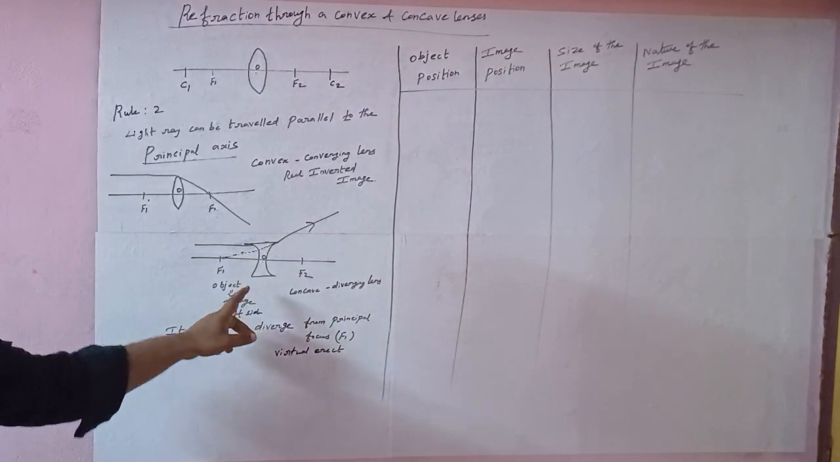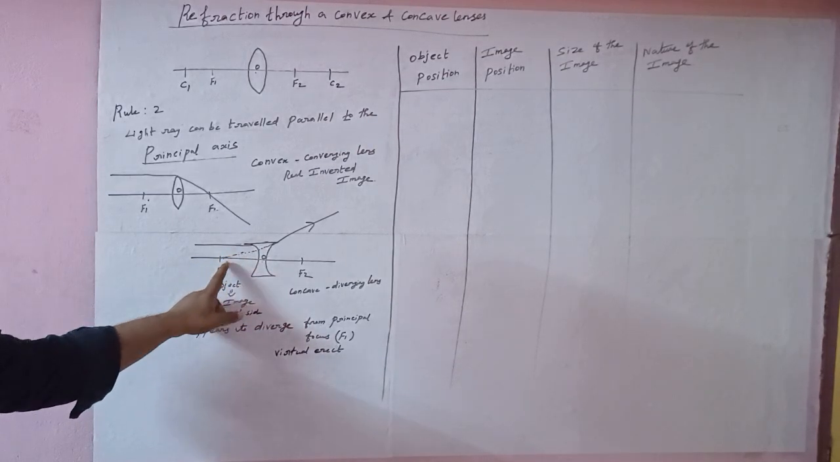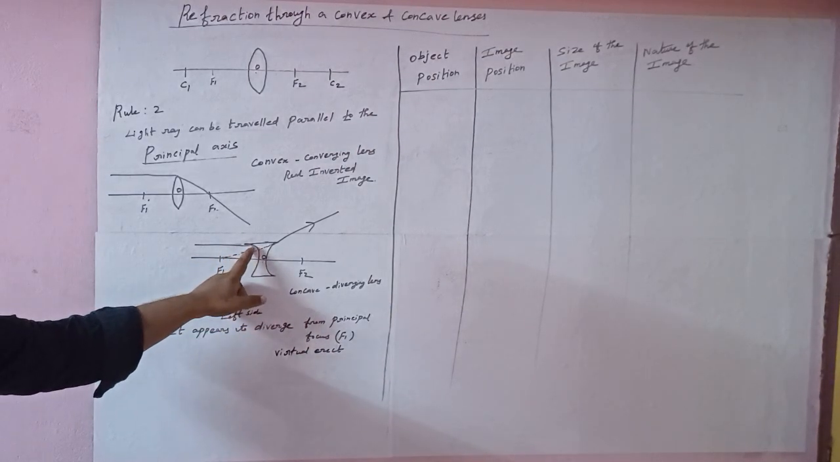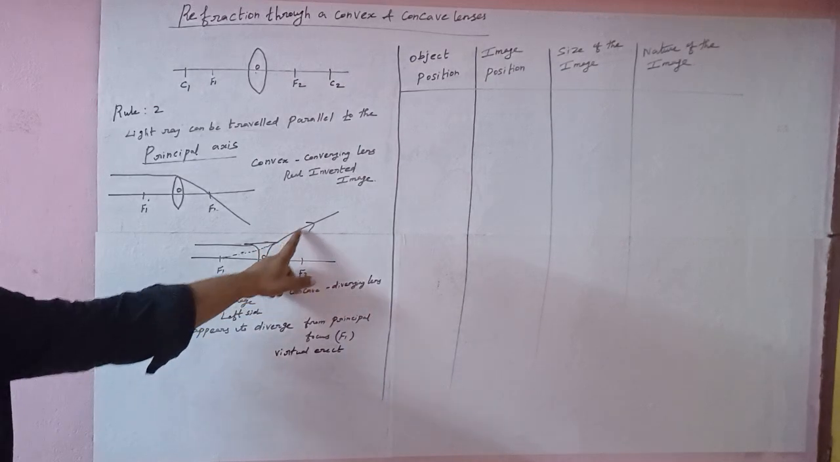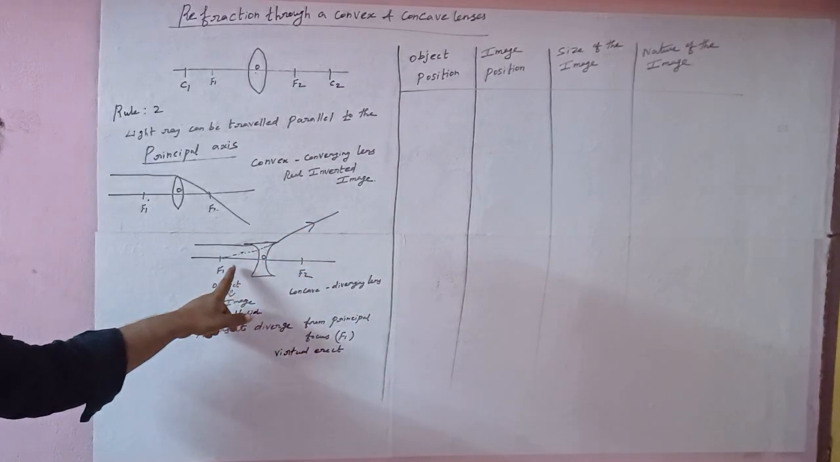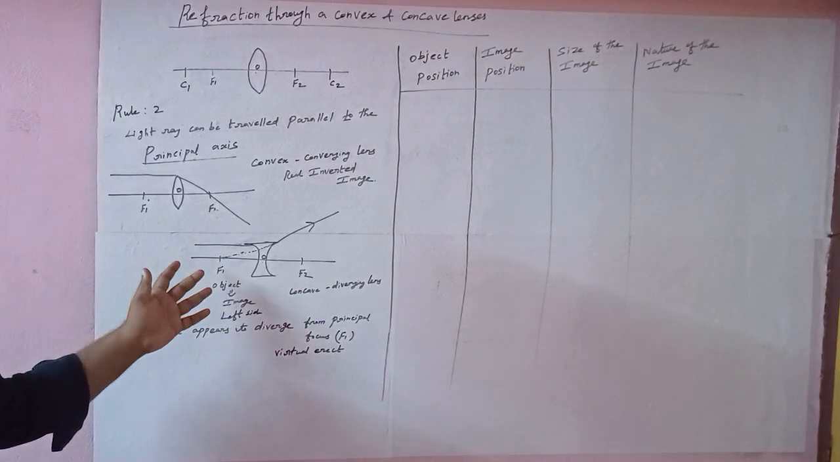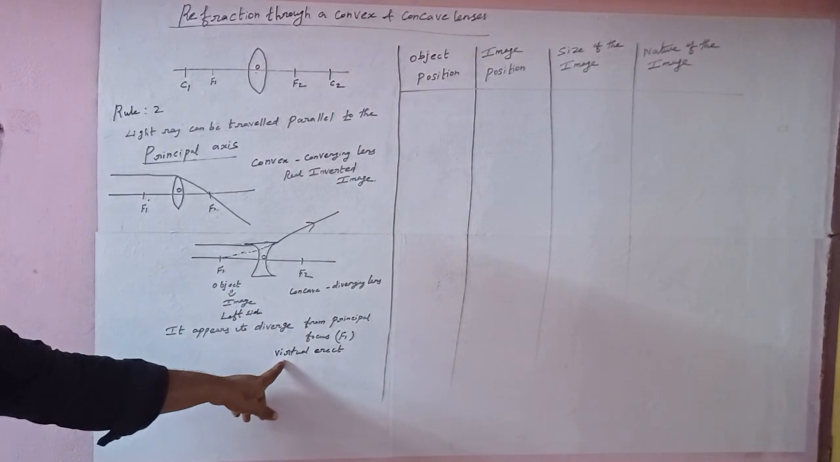Okay. Next, you have to consider the concave lens. The light ray travels parallel to the principal axis. The light ray will fall on the concave lens. So the light ray will be diverging, because it appears to diverge from the principal focus F1, because the object and image are both on the same side, on the left side. So we will get the image virtual and erect.